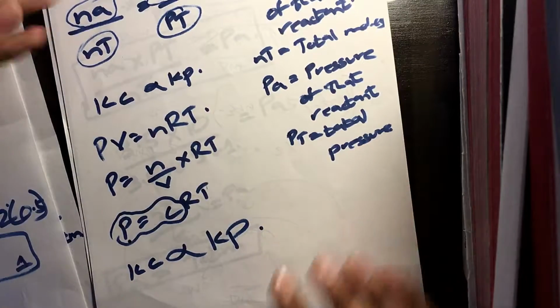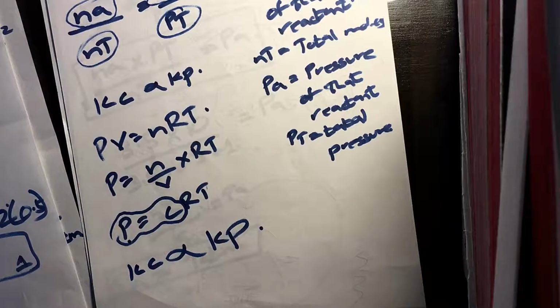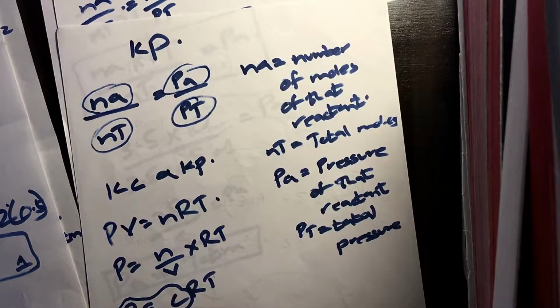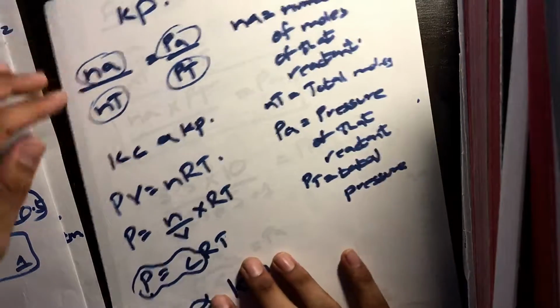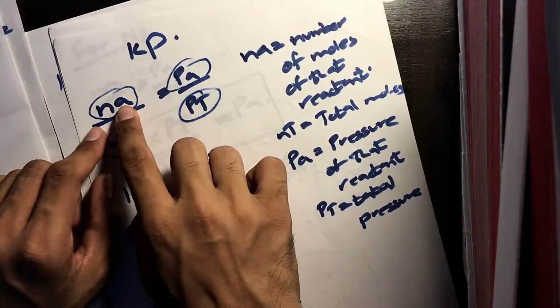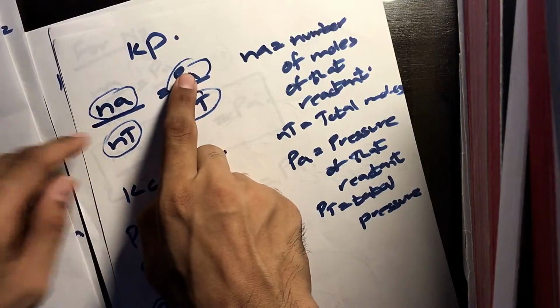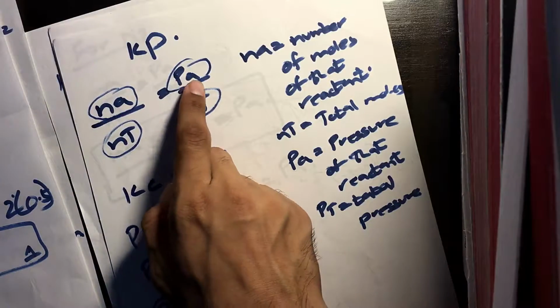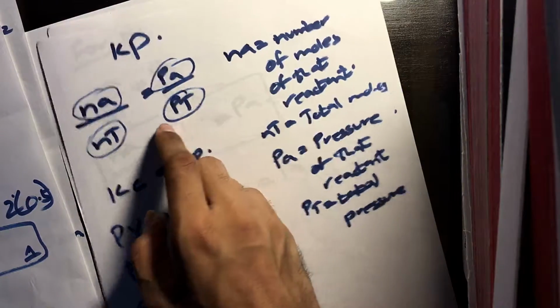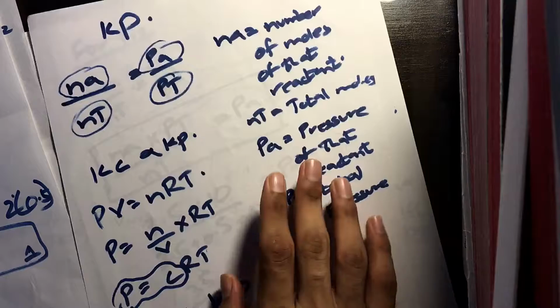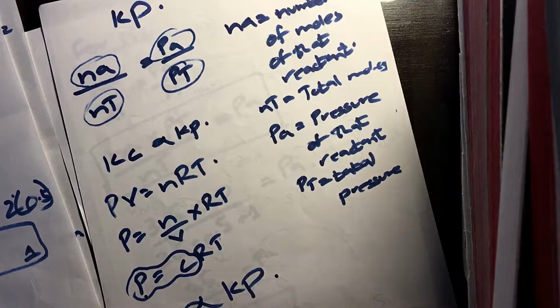Okay, so what Kp really is, Kp is the pressure constant. The formula for Kp, how to work it out, is number of moles of the specific reactant over total number of moles is equal to the pressure of the specific reactant over total pressure. I've already written it over here. If you want to take a picture of it or a screenshot, you may.